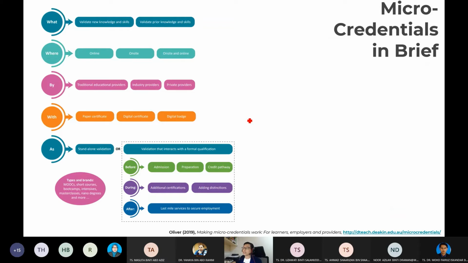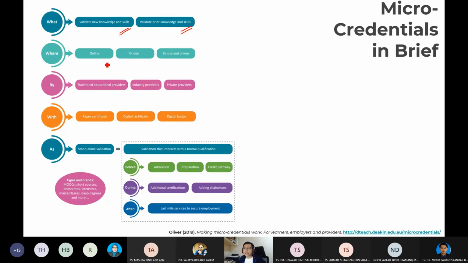Now, it's good to see micro-credentials in the whole picture. So if you need to explain to someone in 1 minute what a micro-credential is, we can look at what, where, by, with, as. So what is it? It's just a way of validating new knowledge and skills, or validating prior knowledge and skills. You've learned already something and then you want recognition. Right now, traditionally, universities are the ones who validate knowledge and skills. They are the ones who confer degrees and stuff like that.